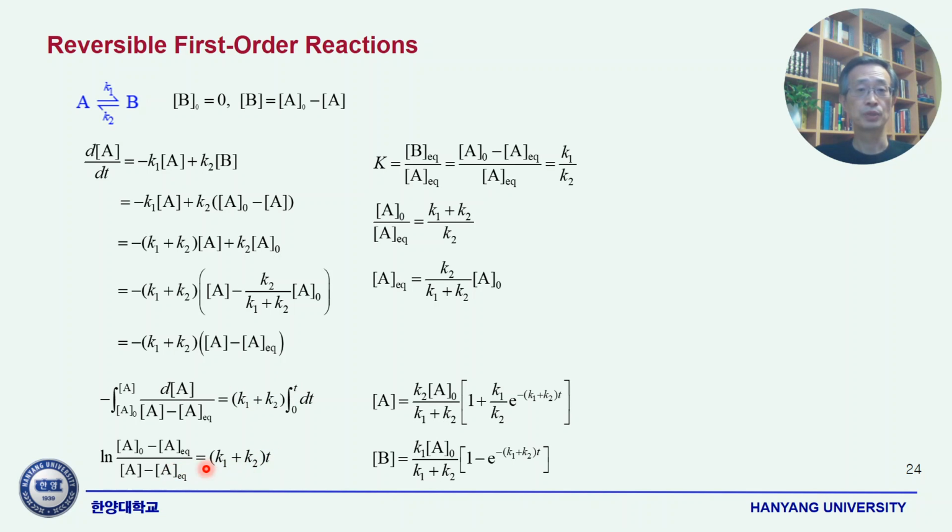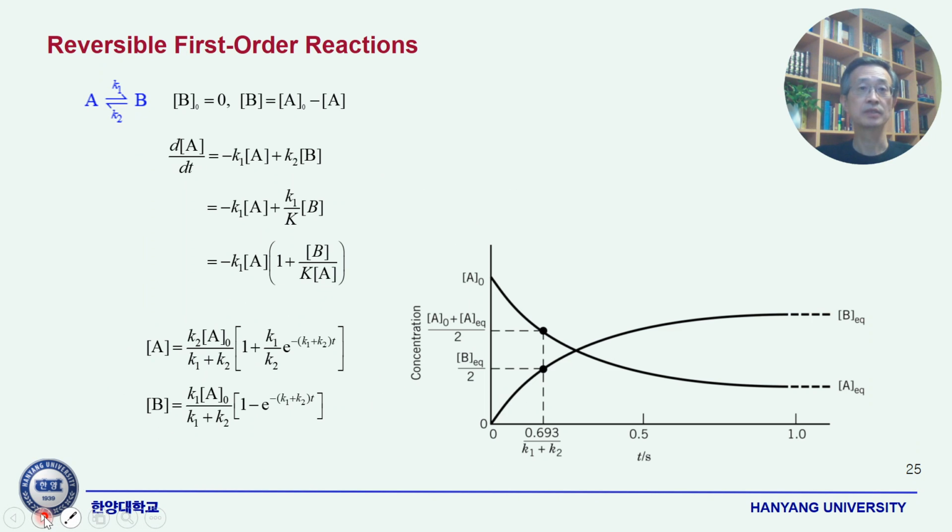Okay, so with this in mind, you can use this back and rearrange this and then obtain A in this kind of form. So A as a function of t. This is the integrated rate law. Then of course you can obtain B from this relationship. So like this. Okay, so this is done.